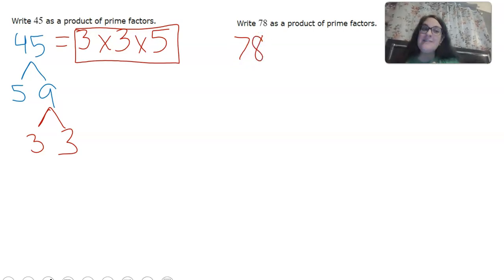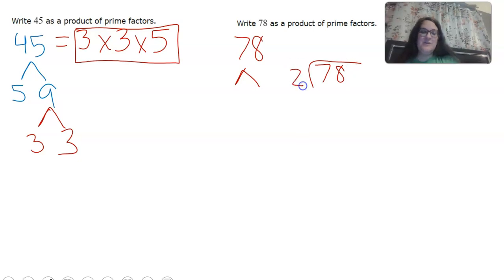Okay, let's try the 78. Actually, why don't you pause the video and you try this one, and then press play to see if you got it right. Alright, if you hadn't yet, go ahead and try. I'll give you a hint. 78's an even number. So you should know that 78 is divisible by 2.